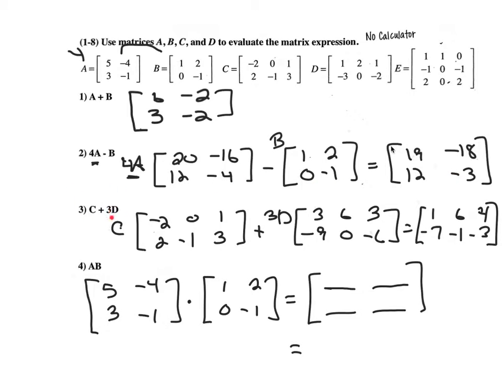3 is just like 2. C plus 3D. I wrote C right here. I put 3D. I multiplied everything in matrix D by 3. Put it here. And then just added straight across like I did in 1 and 2. I saved number 4 because it's multiplication.